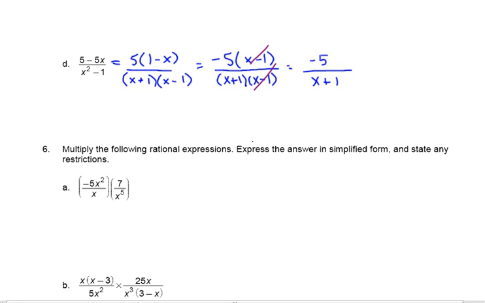And then we still have to state the NPVs. x cannot equal 0 plus or minus 1. Always go back to before cancellation. Okay, so multiplying. Let's go to 6b. Actually, yeah, let's look at 6b.